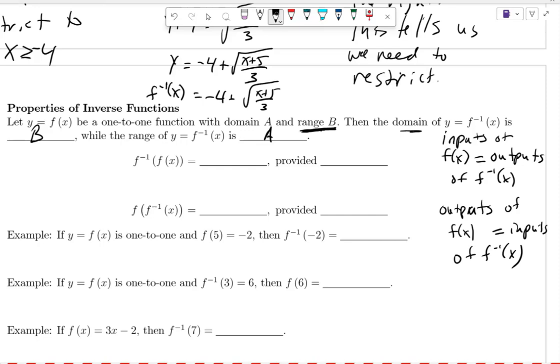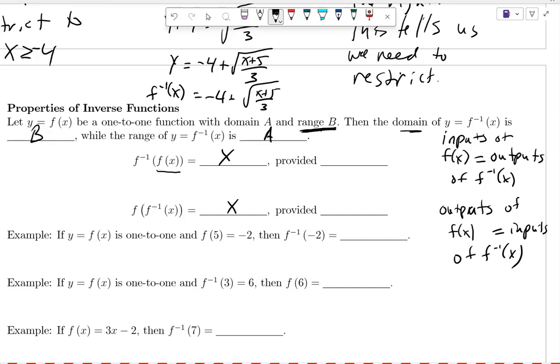So if I start with X, apply the function, and then undo the function, what should I end up with? X. Right. Good. Okay. And it should work the other way around too. If I undo the function and then do the function, I should end up back with X again. Okay. Now the only thing I have to be worried about is making sure that your X can go in the right places. Okay. Right.